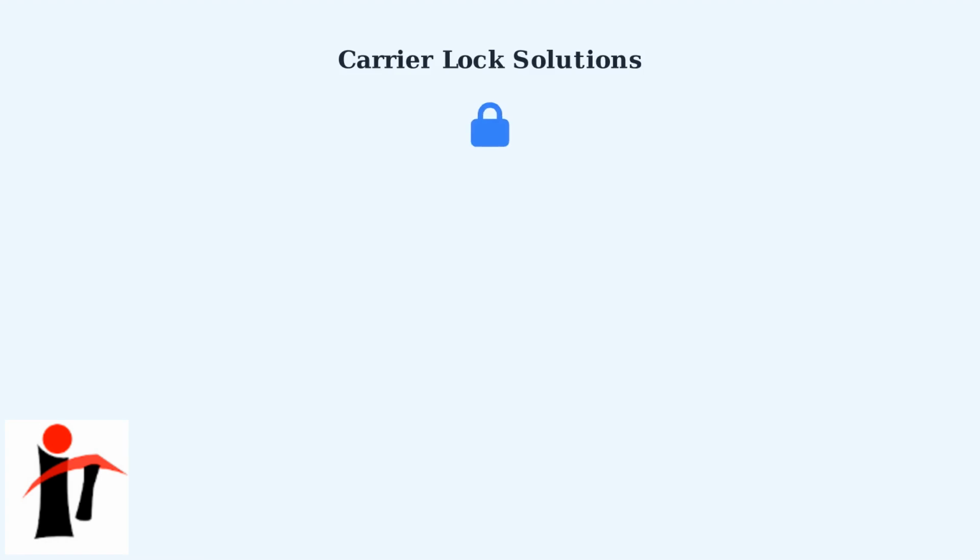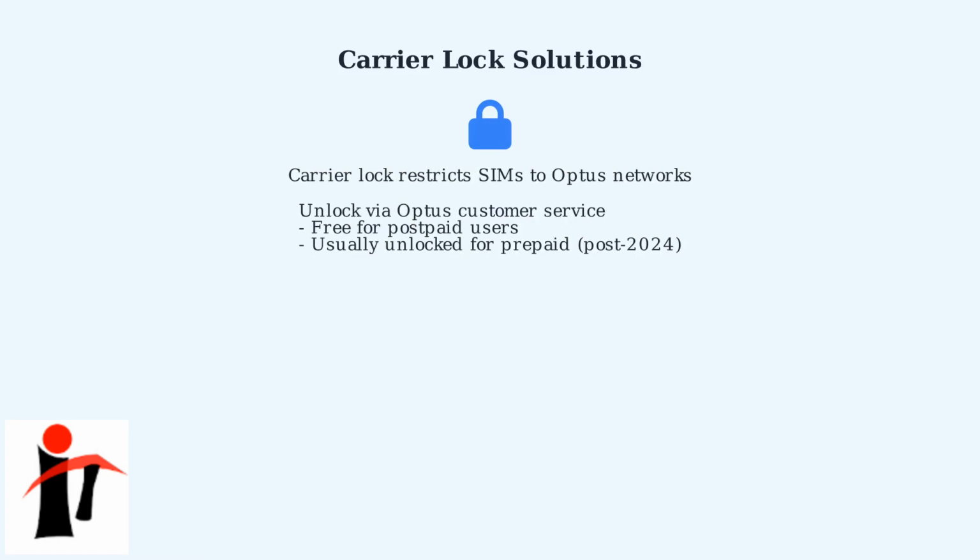Next, check for carrier lock, which restricts SIMs to Optus networks. Unlock your SIM via Optus customer service. This is often free for postpaid users and usually unlocked by default for prepaid SIMs post-2024. If you see invalid SIM abroad, it indicates a lock issue.